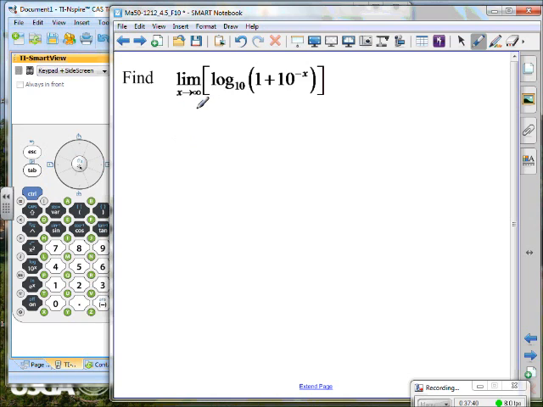The limit as x approaches infinity. Now, do I really need to say the log base 10 here? No, I could just write log, because base 10 is so common. You know, we've got our numeration system, our decimal system, our monetary system, everything's a base 10, times 1 plus 10 to the negative x as x goes to infinity.